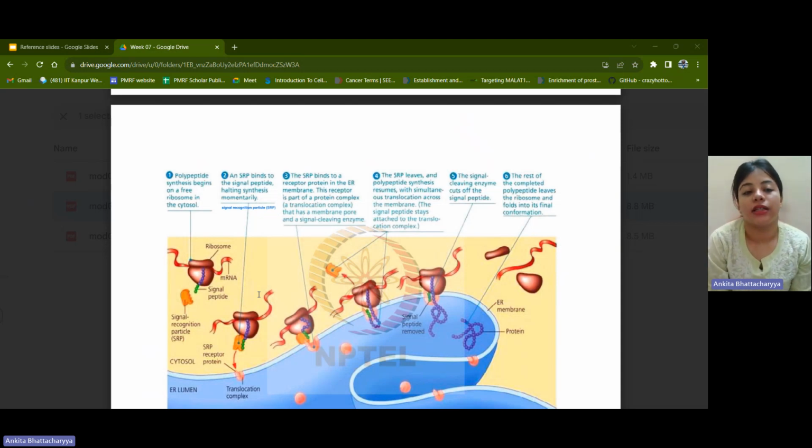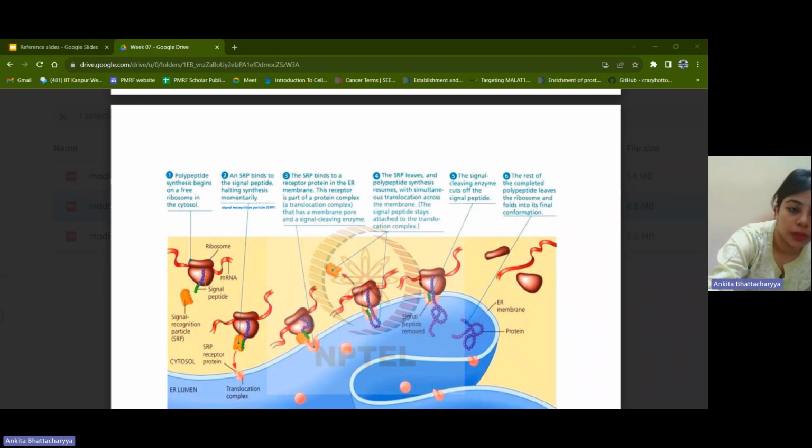So what happens is that after an mRNA has been transcribed and it has incorporated whatever modifications it needs to form the mature mRNA, it is taken over by a free ribosome which is present in the cytosol. And there the polypeptide synthesis begins. So the process of translation begins from that stage.